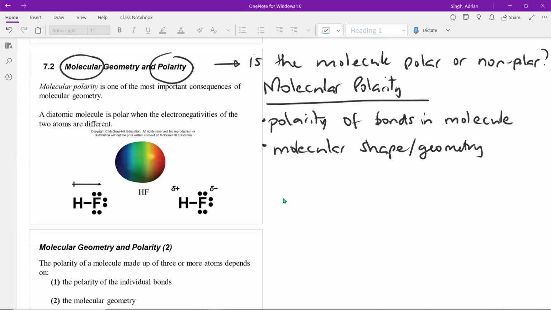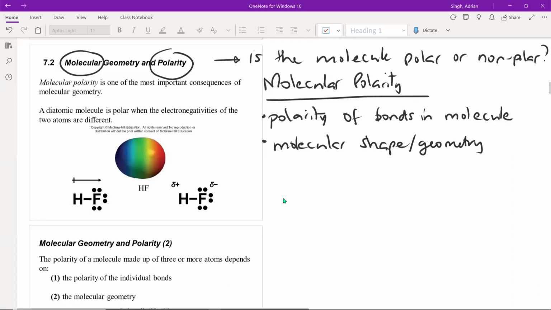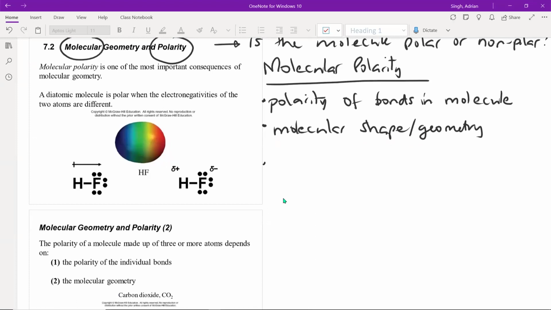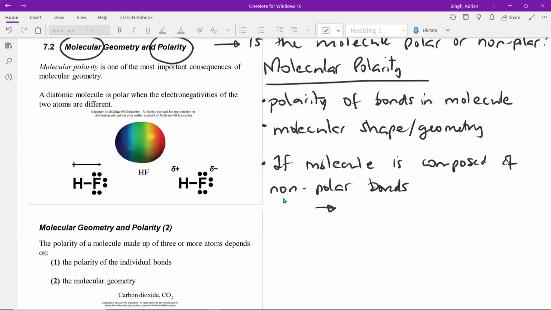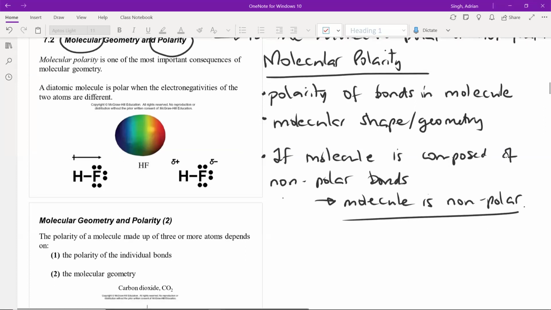And just generally, to make things simple, we look at the easiest example here. If a molecule is composed of only non-polar bonds, then the situation is very simple. That means the molecule as a whole is going to be non-polar. Okay, so that's the simplest example. If there are only non-polar bonds in the molecule, it has to be non-polar.